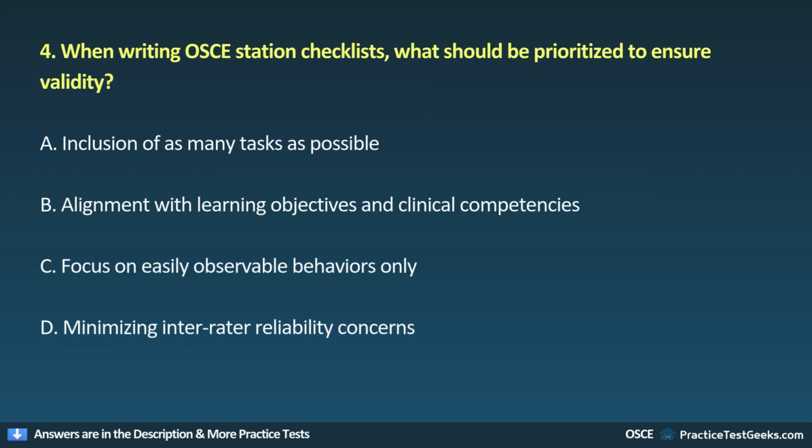4. When writing OSCE station checklists, what should be prioritized to ensure validity? A. Inclusion of as many tasks as possible. B. Alignment with learning objectives and clinical competencies. C. Focus on easily observable behaviors only. D. Minimizing inter-rater reliability concerns.